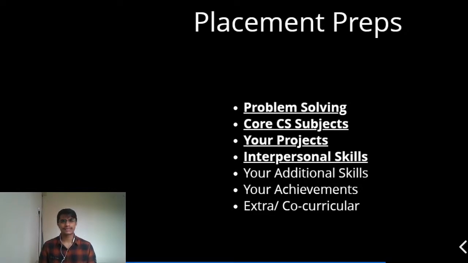Besides the technical round, there is an HR round. In the HR round, there have to be some co-curricular or extracurricular activities that you have done. Here I mostly meant events I organized or other participation as well. So that was the placement preparation. Let's move forward.